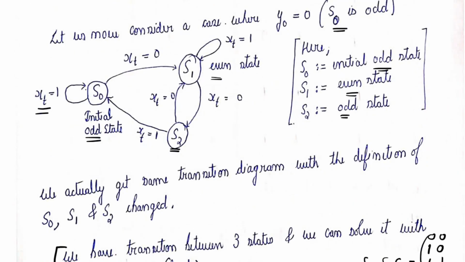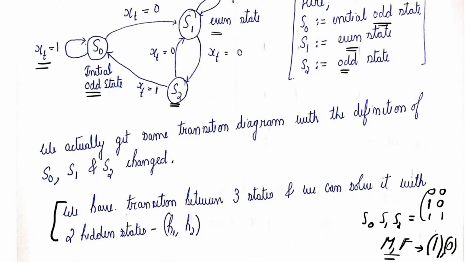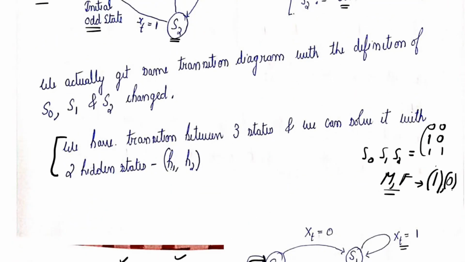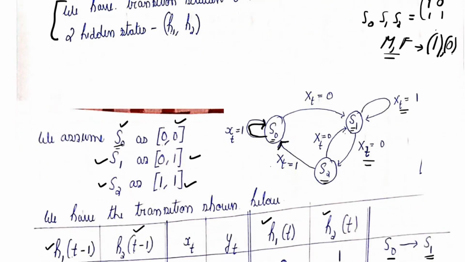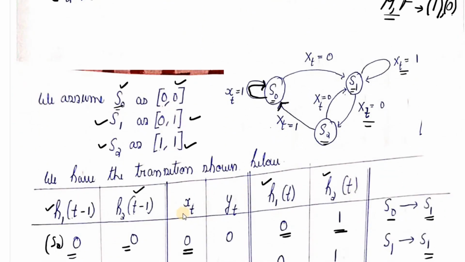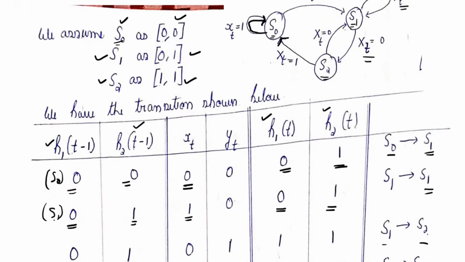So we were able to get three states out of it, and to uniquely identify three states we need a hidden node with two values, a hidden vector with two values. So hence we had to consider h1 and h2 over here, and based on the previous nature of the hidden state and the current value of xt, we were able to find out the future value of ht using the transition diagram which is drawn over here.